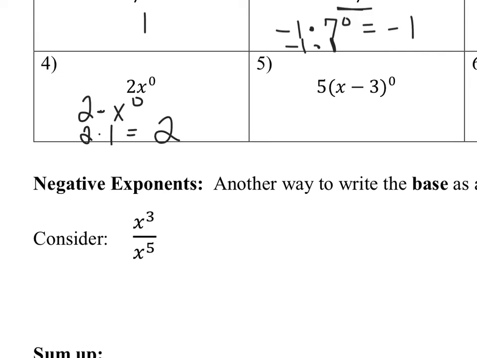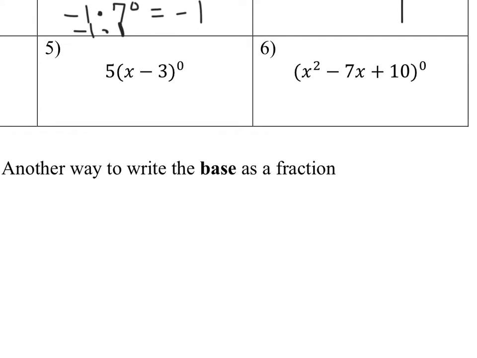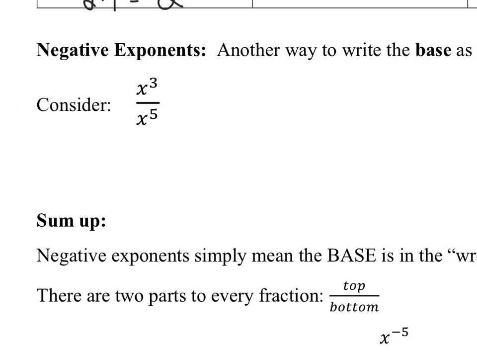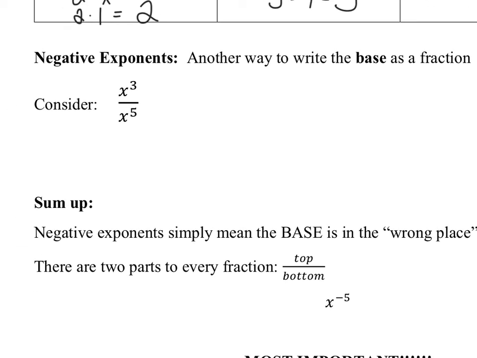So you have to ask yourself, what is being raised to the 0 power? There's no parentheses, so it's just the closest thing, the one thing that it's connected to. So this one, same deal here. It's 5 times 1, which is just 5. And in this one, everything is being raised to the 0 power. So that whole thing is just 1. That's it. That's what 0 exponents are. The hardest part is remembering what is being raised to that power.